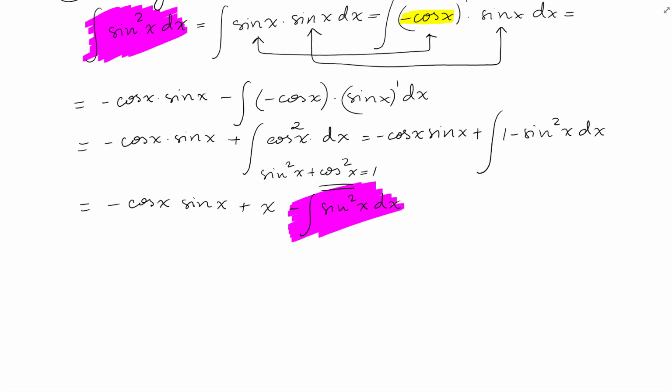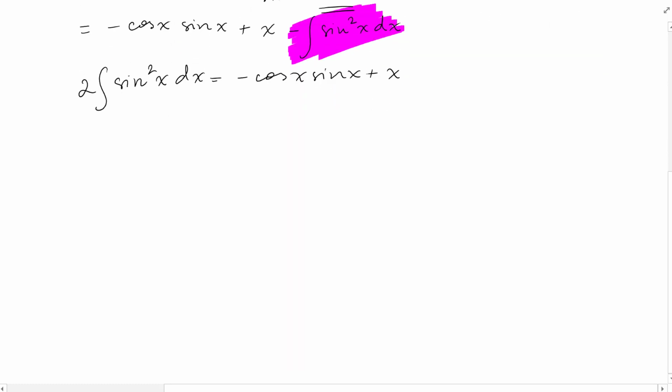So if we add the integral of sine squared of x to both sides, we get 2 times the integral of sine squared of x dx equals negative cosine of x sine of x plus x. If we divide by 2, we get the integral of sine squared of x dx equals negative 1 over 2 cosine of x sine of x plus x over 2.